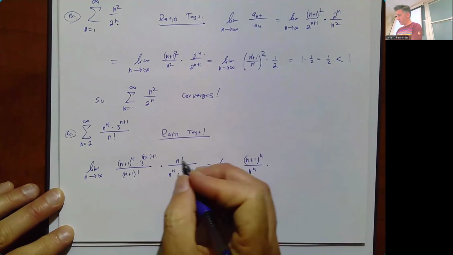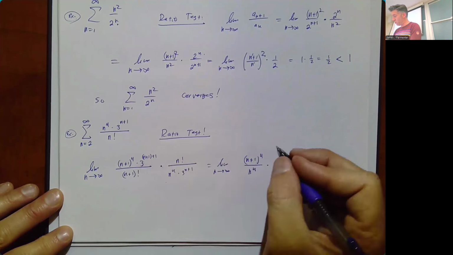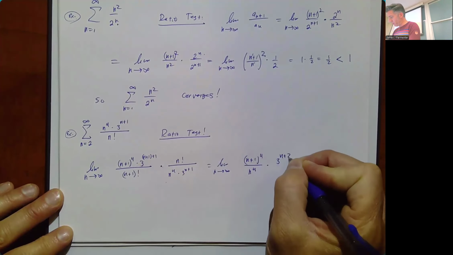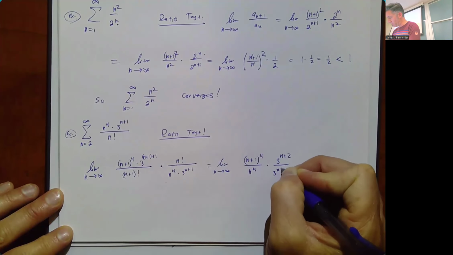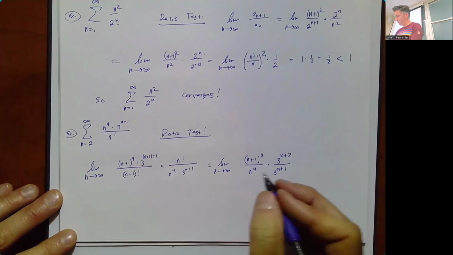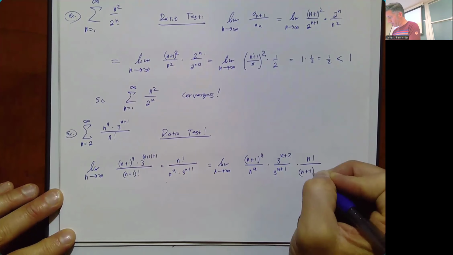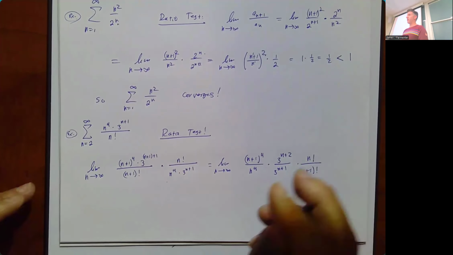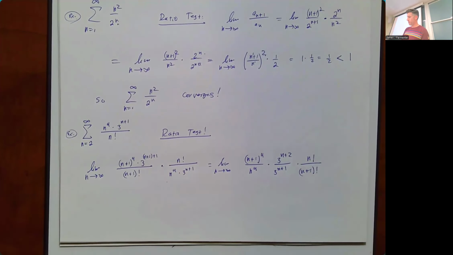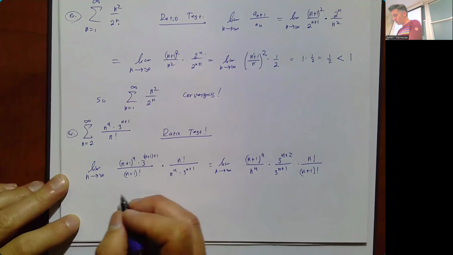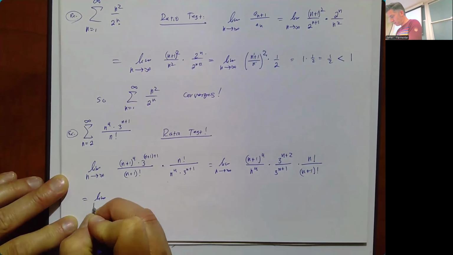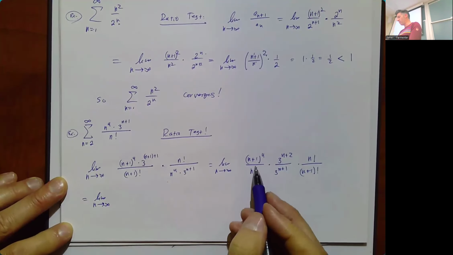And I want the 3 to the n plus 2 over the 3 to the n plus 1. And I want the n factorial over the n plus 1 factorial. Because if we group these things with the like things, we can simplify each of them. Well, some of them anyway. So we'll limit the n plus 1 to the fourth over n to the fourth.